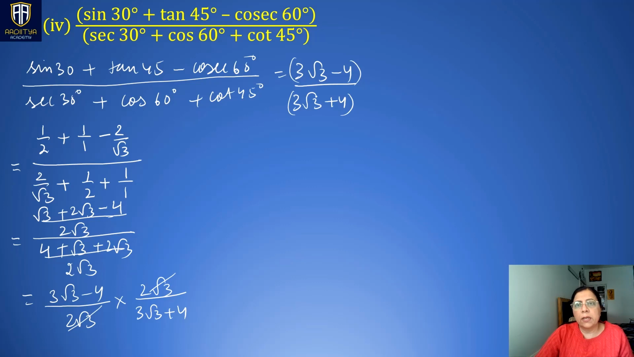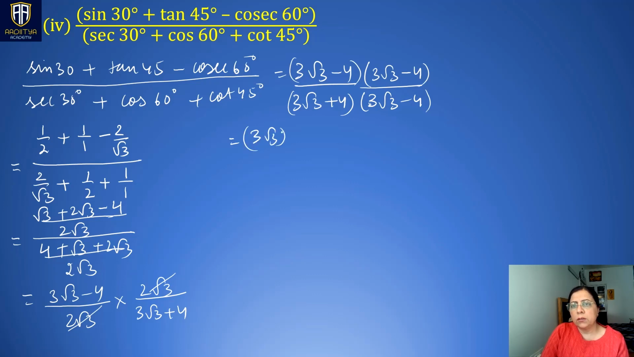Right? Now here we have irrational numbers in the denominator, so I'm going to rationalize the denominator. I'm taking the conjugate, 3 root 3 minus 4, on both. So in the numerator we have a minus b, a minus b, a minus b whole square. That is equal to a square, 3 root 3 square, plus 4 square minus 2 into 4 into 3 root 3. A square plus b square minus 2ab. In the denominator we have a plus b, a minus b, so it is a square minus b square.